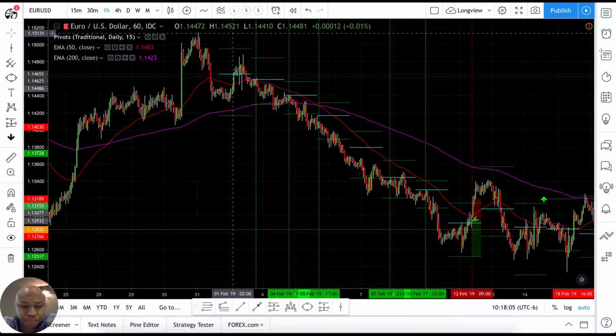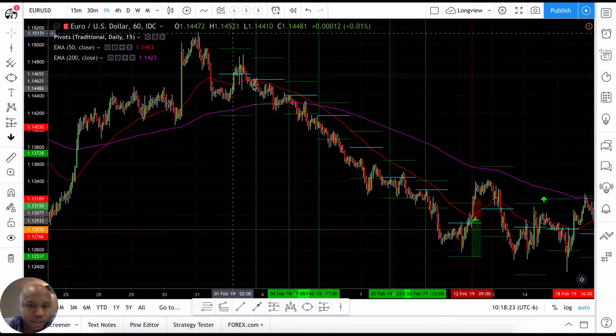Okay, so I came across this. This is the Euro USD, but really looking at it, right? This is why I analyze the way I do, and I leave it on my chart so I can really see if the strategy that I've chosen really makes sense, right?